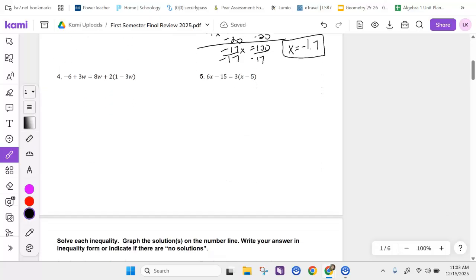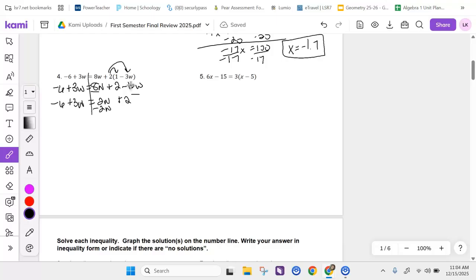Number 4, draw my wall. Negative 6 plus 3w equals 8w plus 2 times the quantity 1 minus 3w. So the first thing I'm going to do is distribute. Everything stays the same on the left side. 2 times 1 is 2. 2 times negative 3w is negative 6w. Combine like terms, so negative 6 plus 3w equals 2w plus 2.